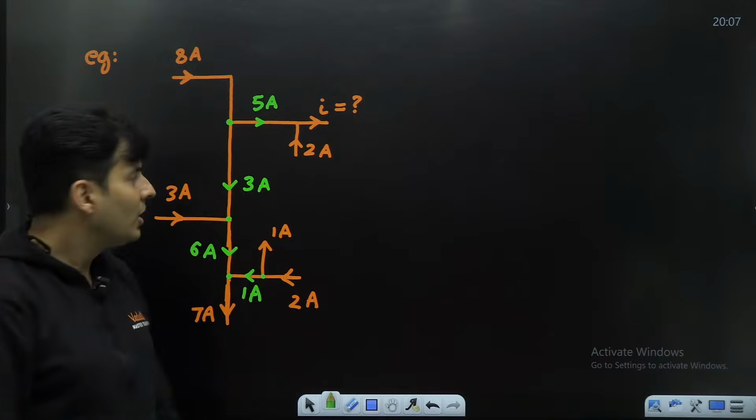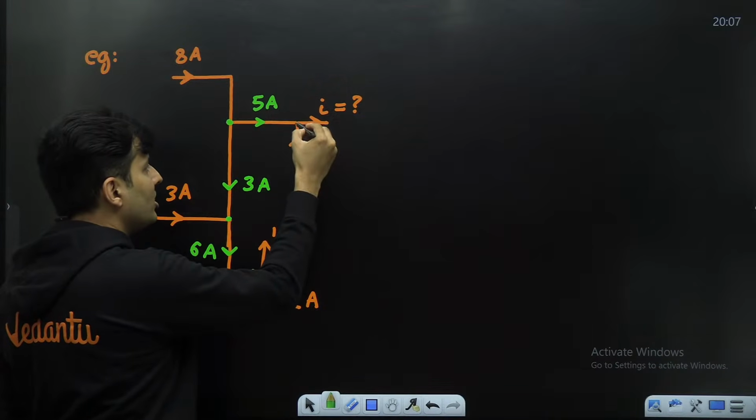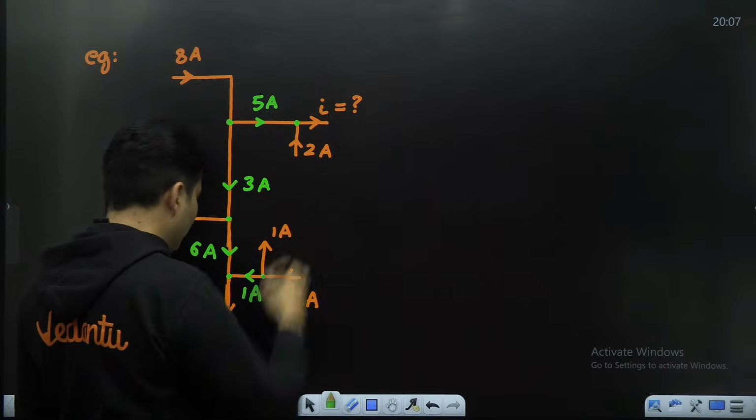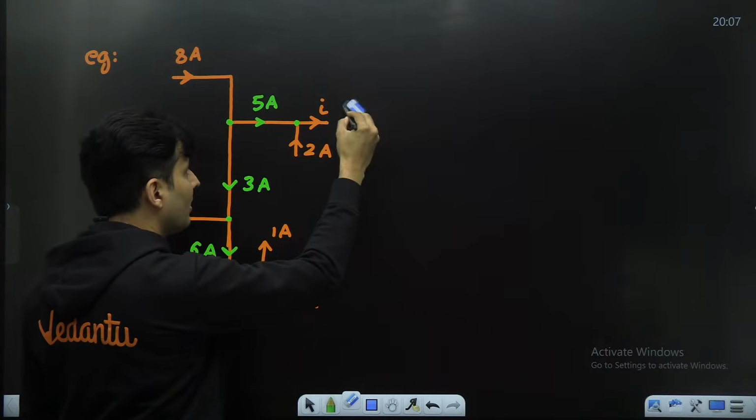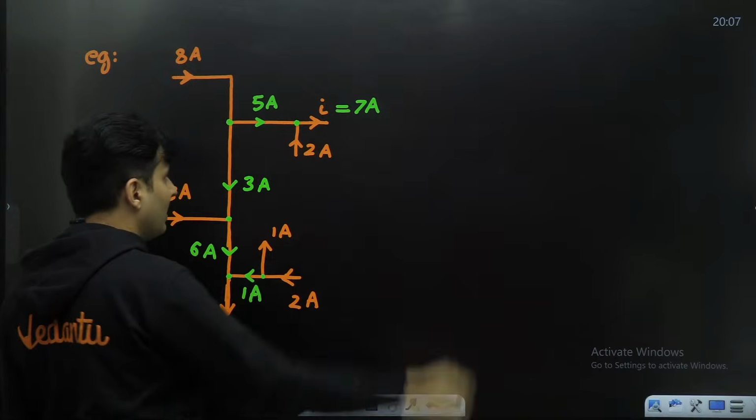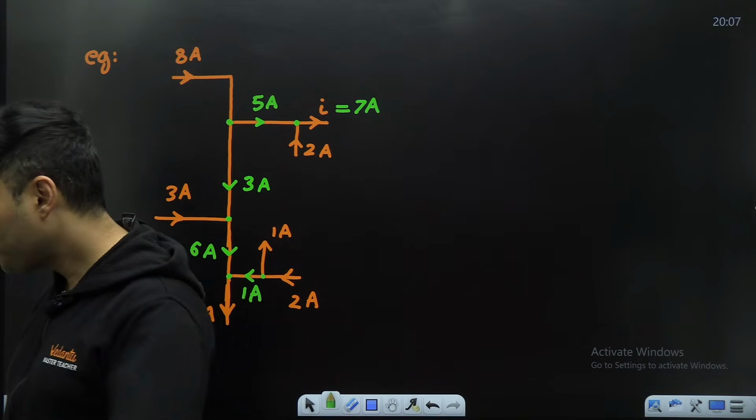Everyone till this point? Okay. Now this 5 and this 2 at this junction are entering. Together they will add up to give you how much, my dear warriors? Obviously, they will give 7 amperes. So 7 amperes is the answer.